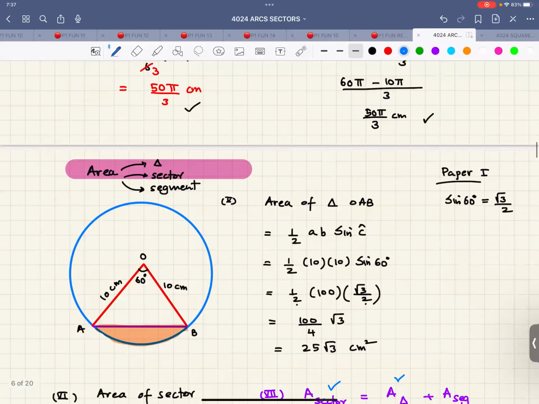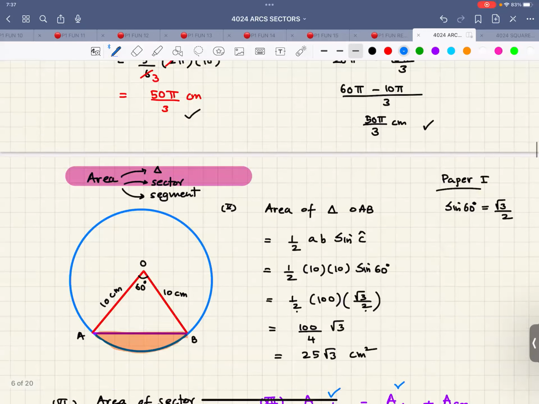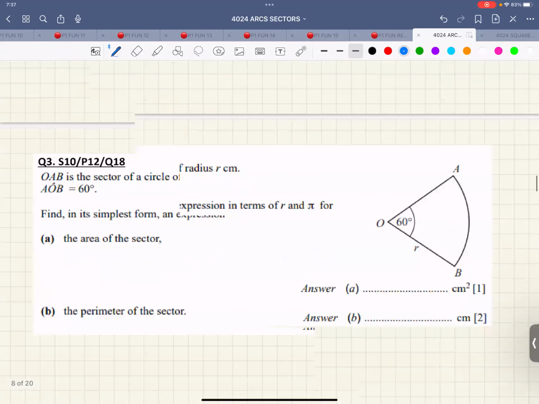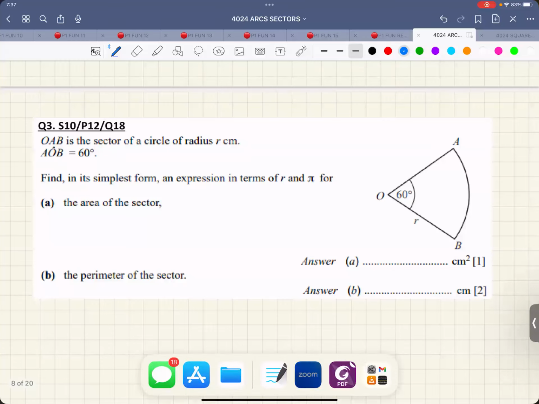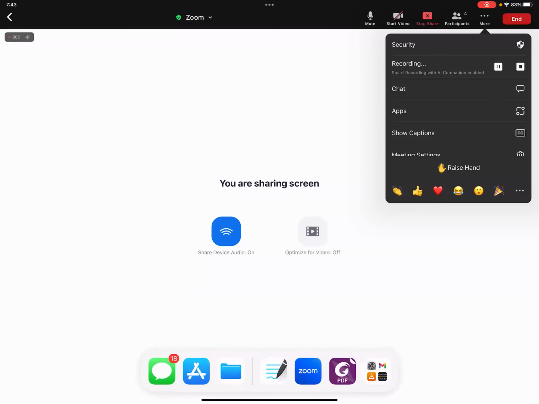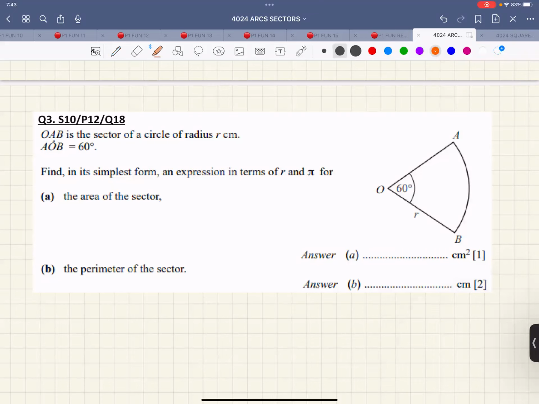Now, we have spent all this time understanding this in thorough detail. Now it's time to check our skill level using these questions. So the very first question, for 2 minutes, I want you to try it out. Now, this is a straightforward question. It's a paper 1 question. The question says OAB is a sector of a circle radius r, angle AOB is 60. Find in its simplest form an expression in terms of r and pi for the area of the sector.